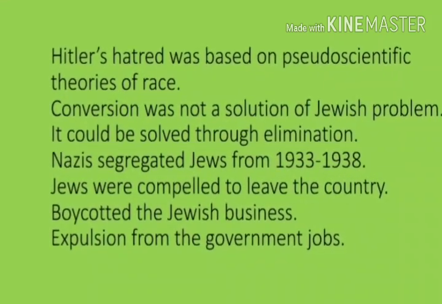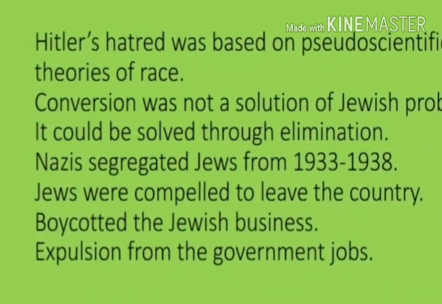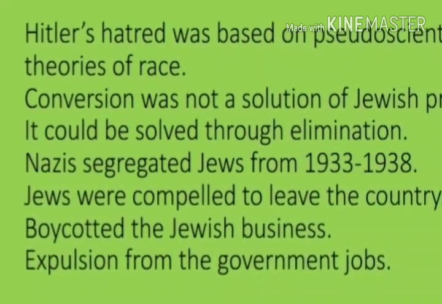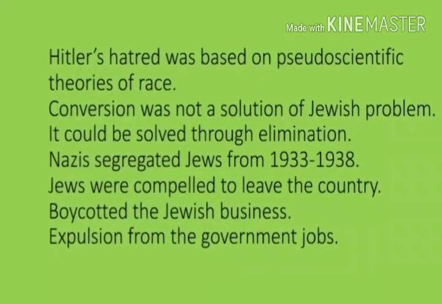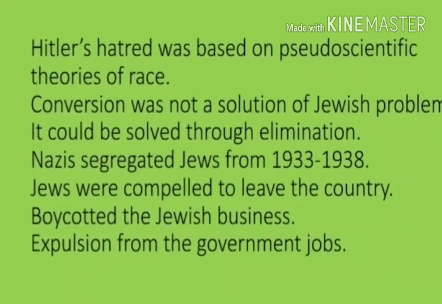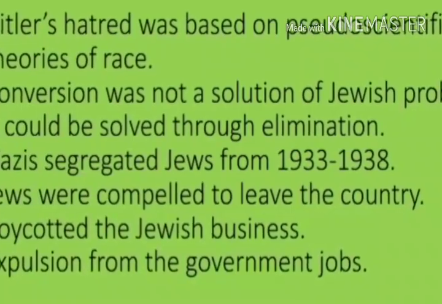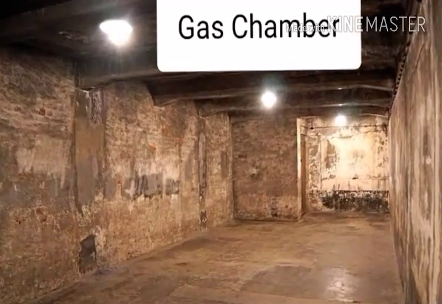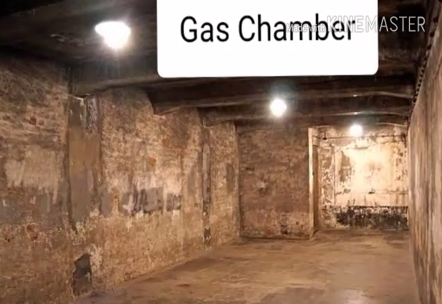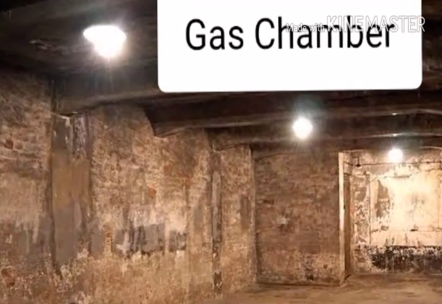Thus, from 1933 to 1938, the Nazis terrorized and segregated the Jews, and compelled them to leave the country. Students, steps such as boycott of Jewish business and expulsion from the government services were taken. The next phase, 1939 to 1945, aimed at concentrating them in certain areas and eventually killing them in a gas chamber in Poland.